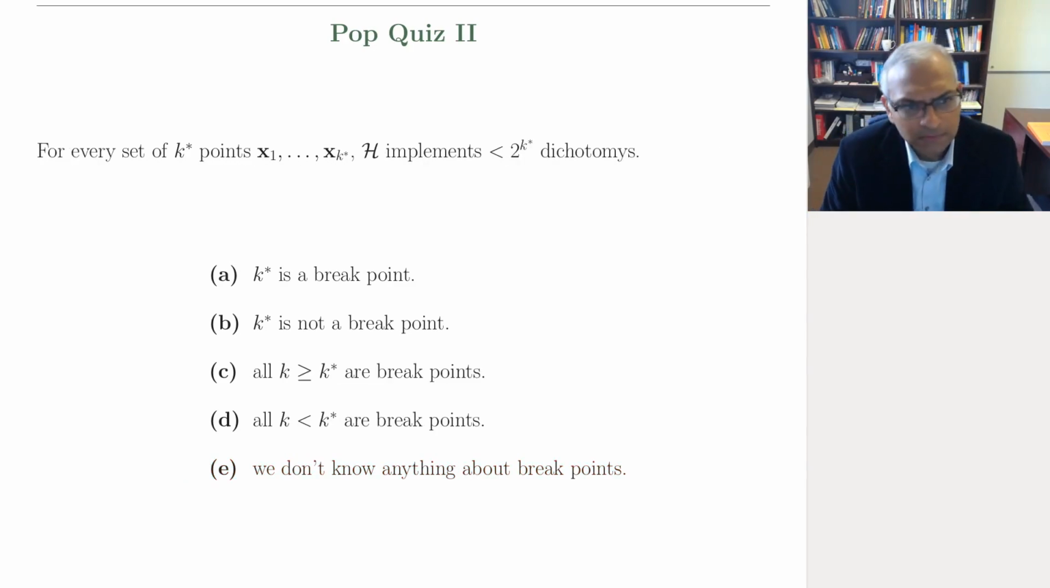Pop quiz 2. Now, for every set of k-star points, you can show that h implements fewer than 2 to the k-star dichotomies. So h fails to shatter any set of k-star points. What do you know?